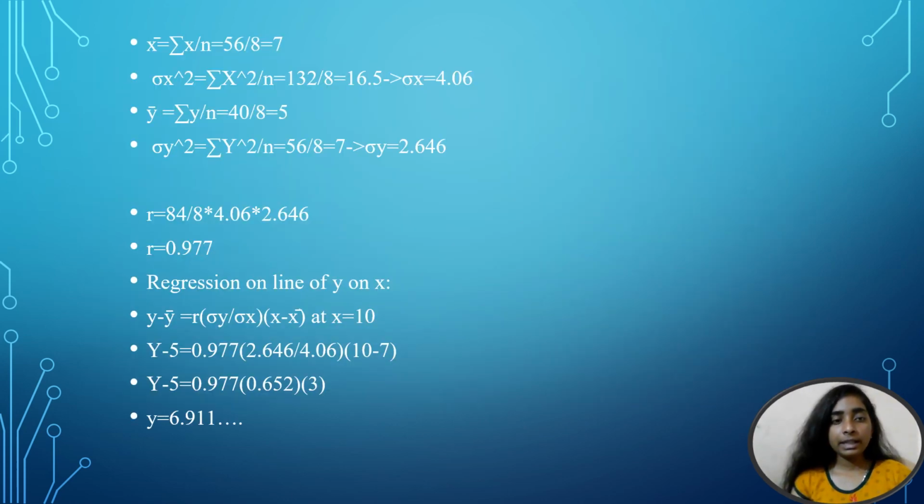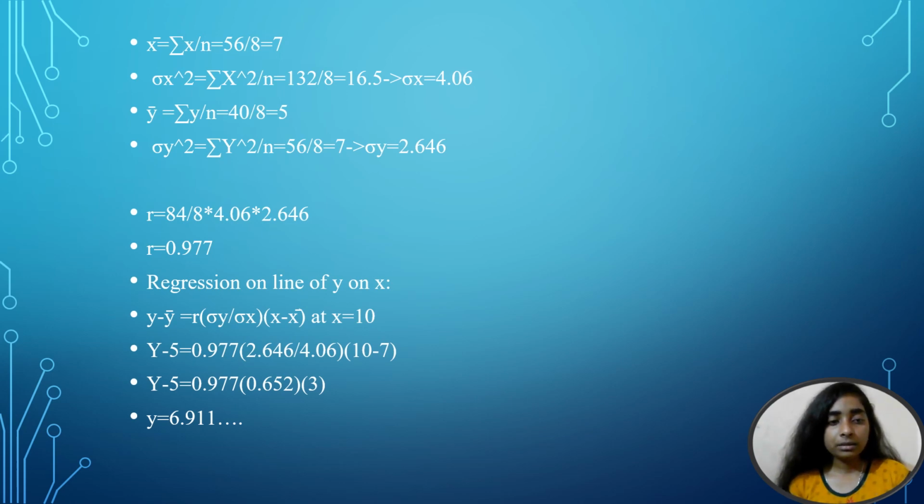And we already found x bar, that is equal to 7, and sigma x square is equal to summation of capital X square by n, that is 132 by 8, that is 16.5, and the square root of it is 4.06, which is sigma x. And we already found y bar, that is equal to 5, and we need to find sigma y square, that is equal to summation of capital Y square by n, that is 56 by 8 equal to 7, and the square root of 7 is 2.646, which is sigma y.